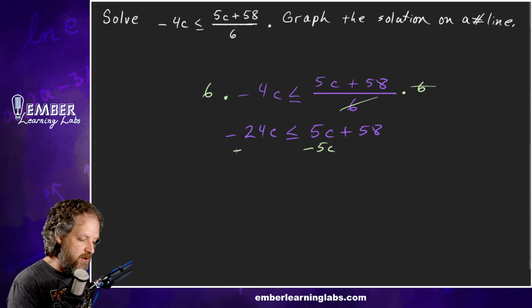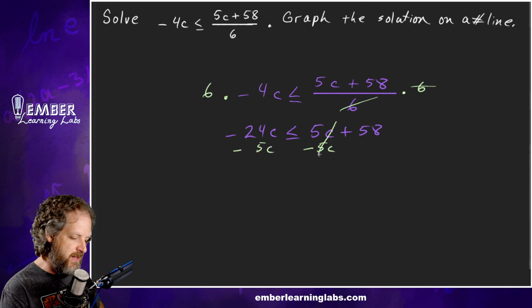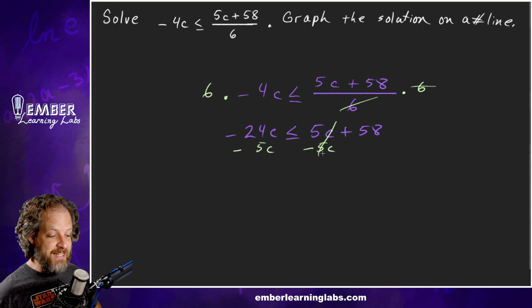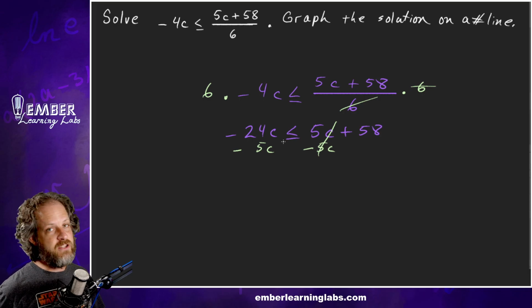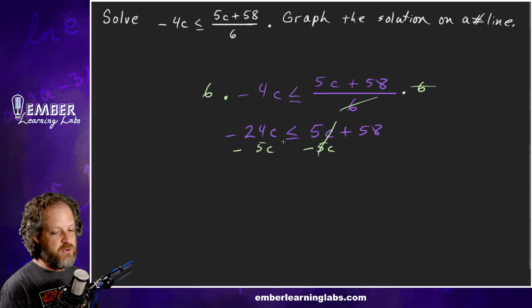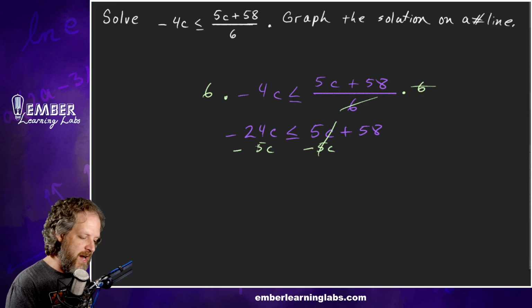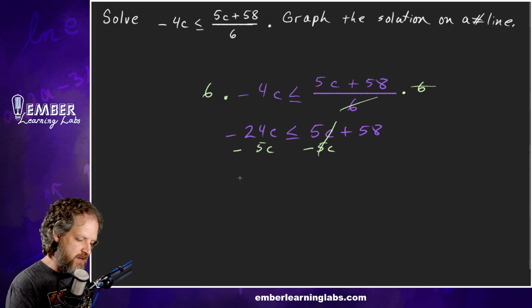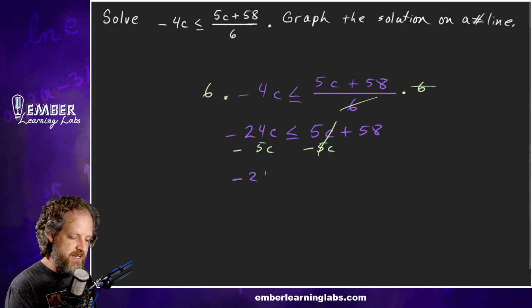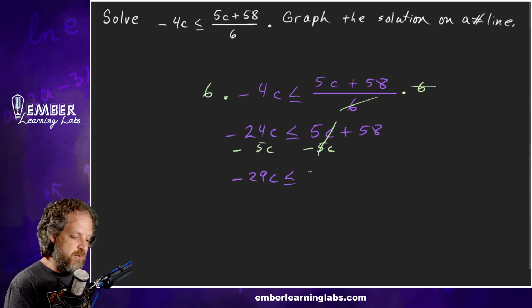Now that we reminded you of the rules with negatives and all that stuff, you may be tempted again to flip this around. Well, that's only for multiplication or division. We're subtracting, right? So only for multiplication and division. So we're going to subtract this. We got signs that are same here. So we're going to add and keep the sign. 24 plus 5 is 29. So it's negative 29c is less than or equal to 58.